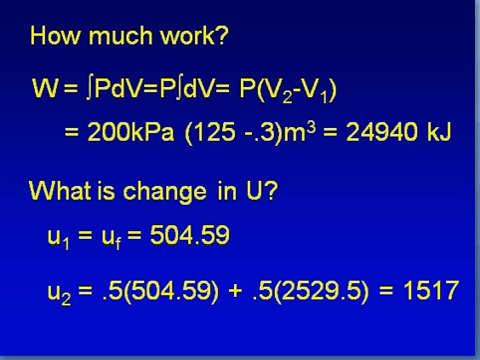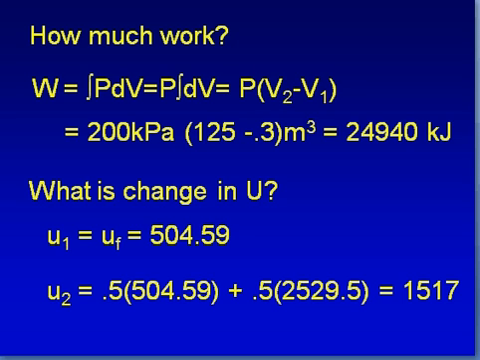How much work did we do? Just calculate work is equal to the integral of P dV, or P times the integral of dV since it's constant pressure, or P times (V2 minus V1), which comes to, now I like to use, if I'm in metric units, kilopascals, because a kilopascal times a meter cubed will come out as a kilojoule. So you calculate that, fairly simple calculation, and come up with 24,940 kilojoules for the work.